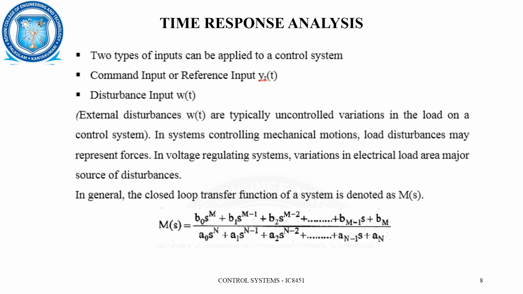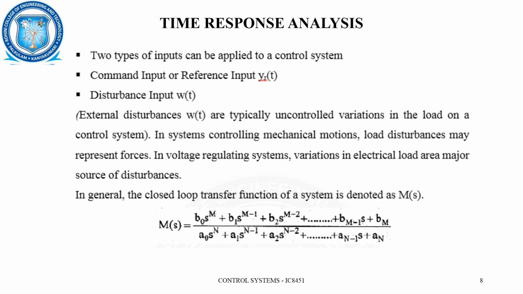While considering the time response analysis, there are two different types of inputs which can be applied to a control system. One is the reference input, which we provide as an input. It is called the command input. The other one is the disturbance. The external disturbances are typically uncontrolled variations in the load on a control system. In systems which control mechanical motions, load disturbances may represent forces. In voltage regulating systems, variations in electrical load may occur as a major source of disturbances.